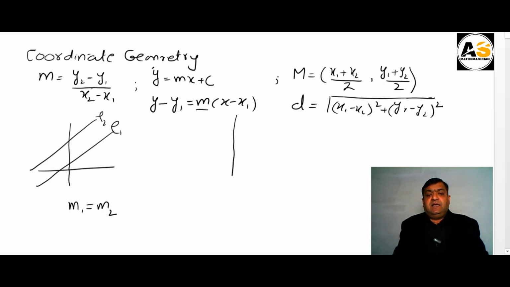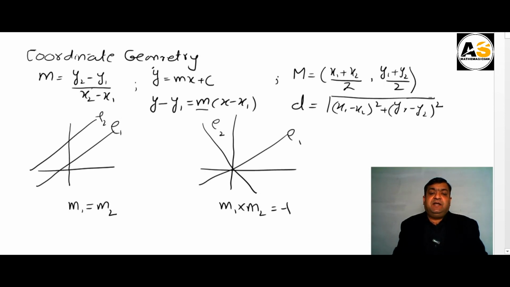And similarly, if two lines in the plane are perpendicular to each other, for example, this is line L1 and this is L2 and they are perpendicular, then product of their gradient will be minus 1. For example, if gradient of this line is 2, then gradient of this line will be minus 1 over 2, so that their product is minus 1. Gradient of two parallel lines are always equal, and gradient of two perpendicular lines are negative reciprocals of each other, or their product is minus 1.